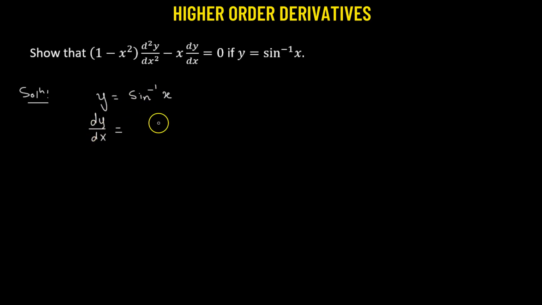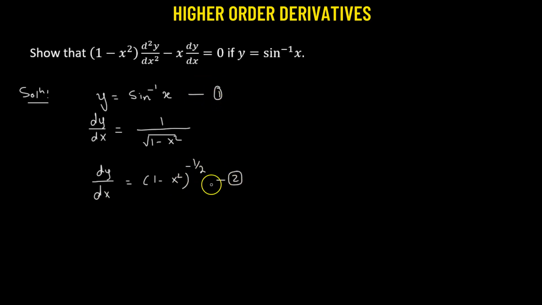Now the derivative of the inverse sine function is simply 1 over square root of 1 minus x squared. Now we can further simplify the square root of 1 minus x squared. We can rewrite it as 1 minus x squared, whole raised to the power of negative half. Let's label this as 1 and this as 2. This will also be 2. Let's call it 2.1.